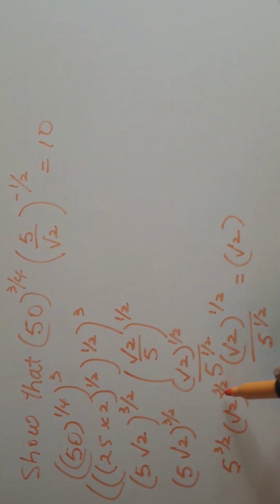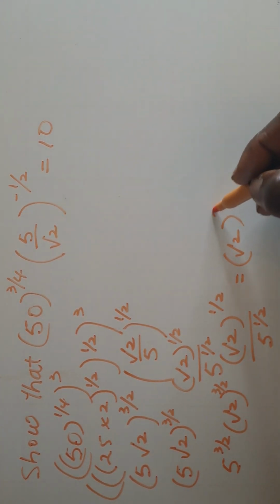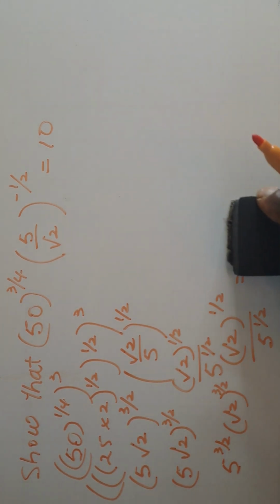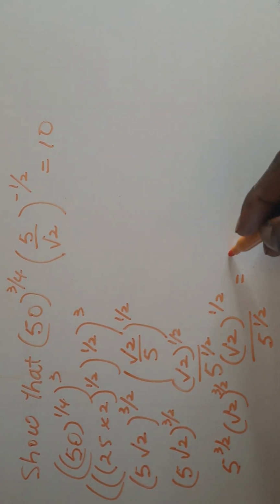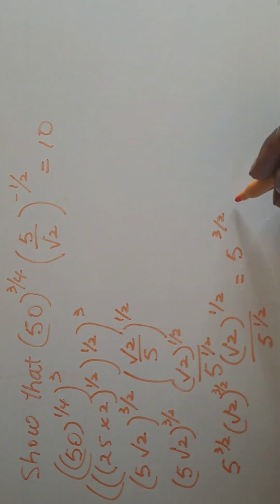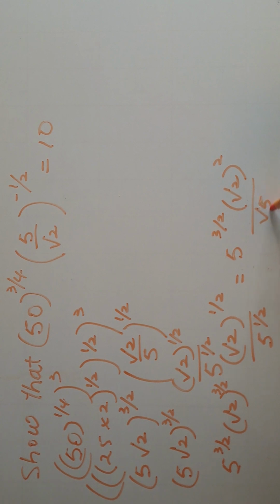We add the indices. 3 over 2 add a half gives us 4 over 2, which is the same as 2. So we have root 2 squared. In fact, let me just write this first. We have 5 raised to the power of 3 over 2 first, and then we have root 2 squared over root 5.